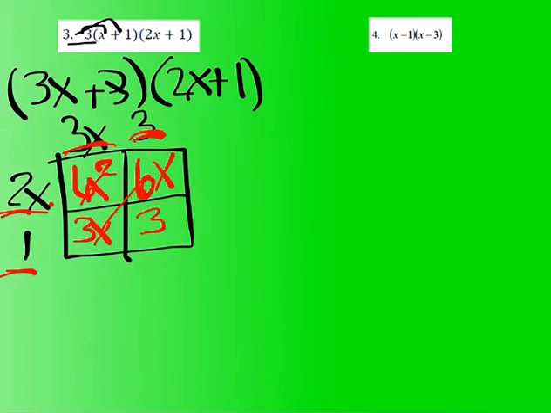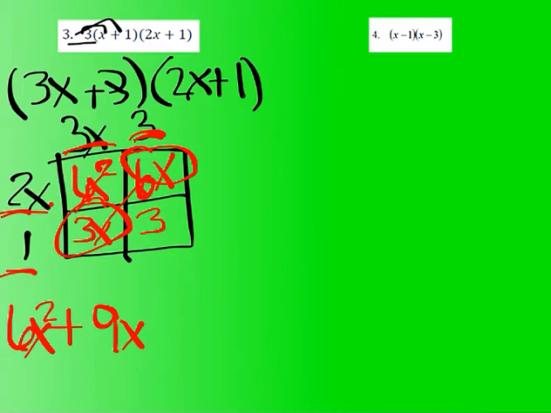So again, noticing that diagonal, those are going to be my like terms. So 6x squared isn't going to have a like term with it. But I notice that I have 6x and 3x that are like terms. So I can add 6 and 3, and that's going to give me 9x, okay? So notice that it's just x. When you add two like terms, you do not add the exponents. I repeat, you do not add the exponents. And then I'm going to add 3 here. So that's my final answer on number 3.